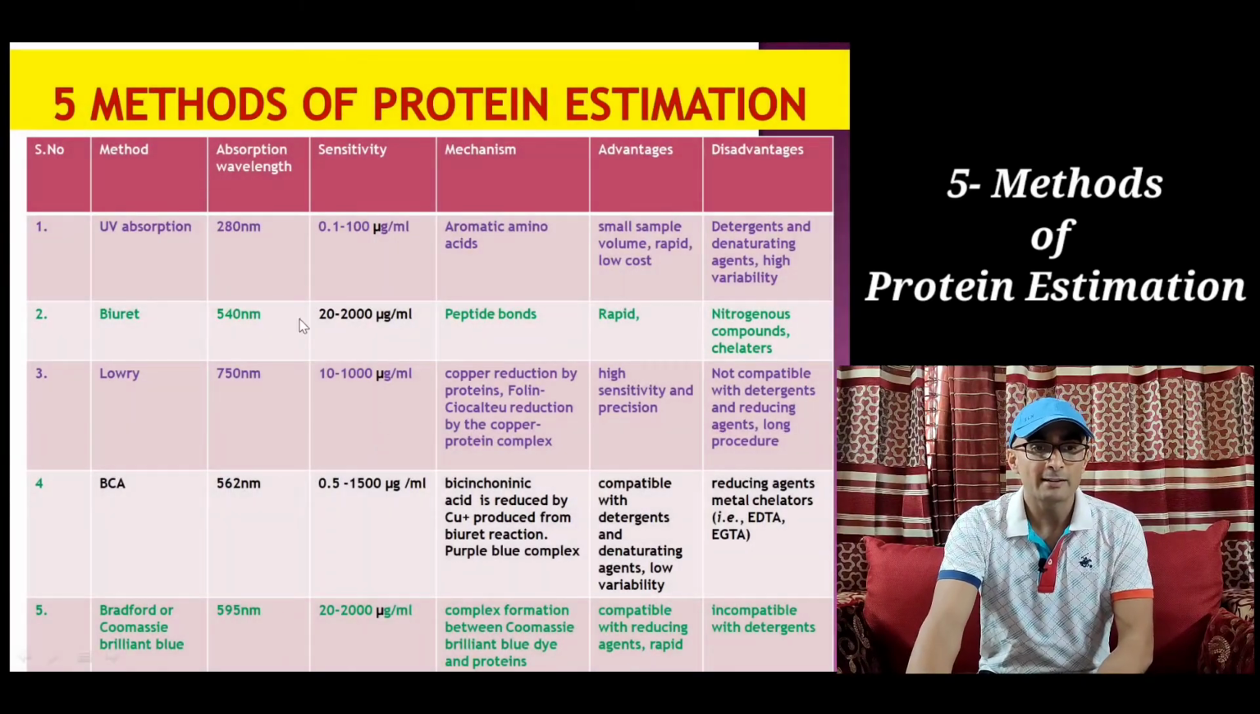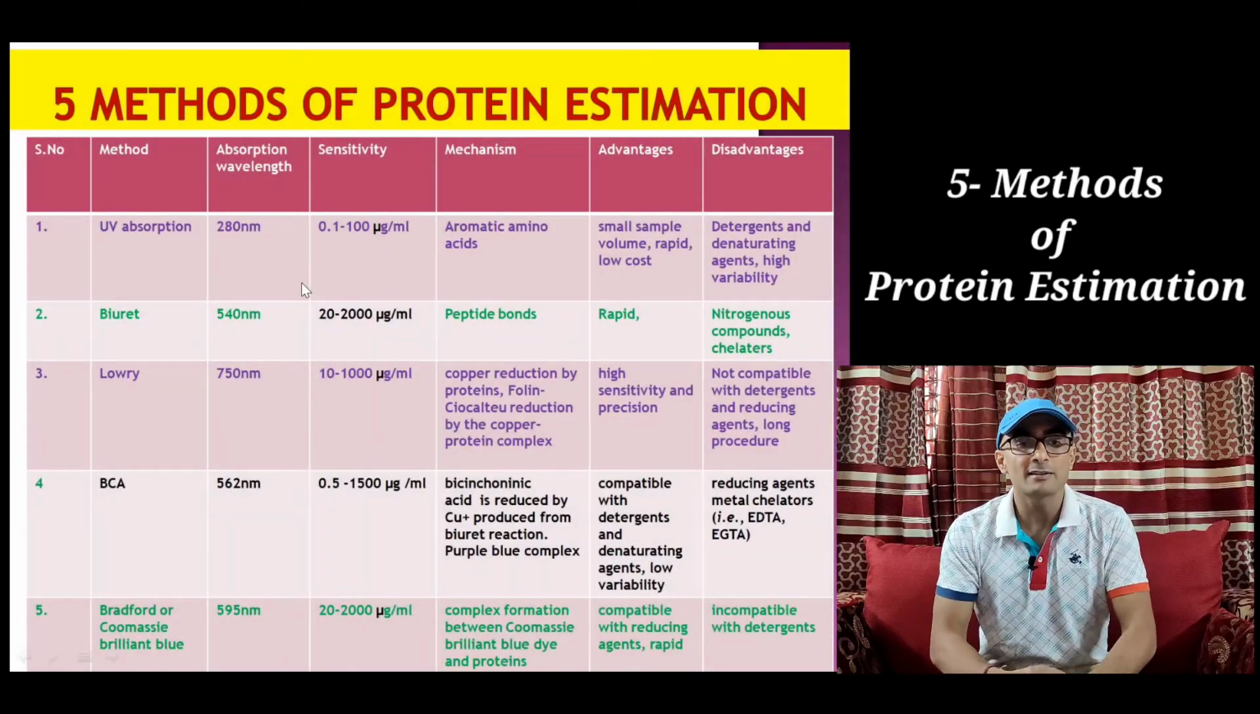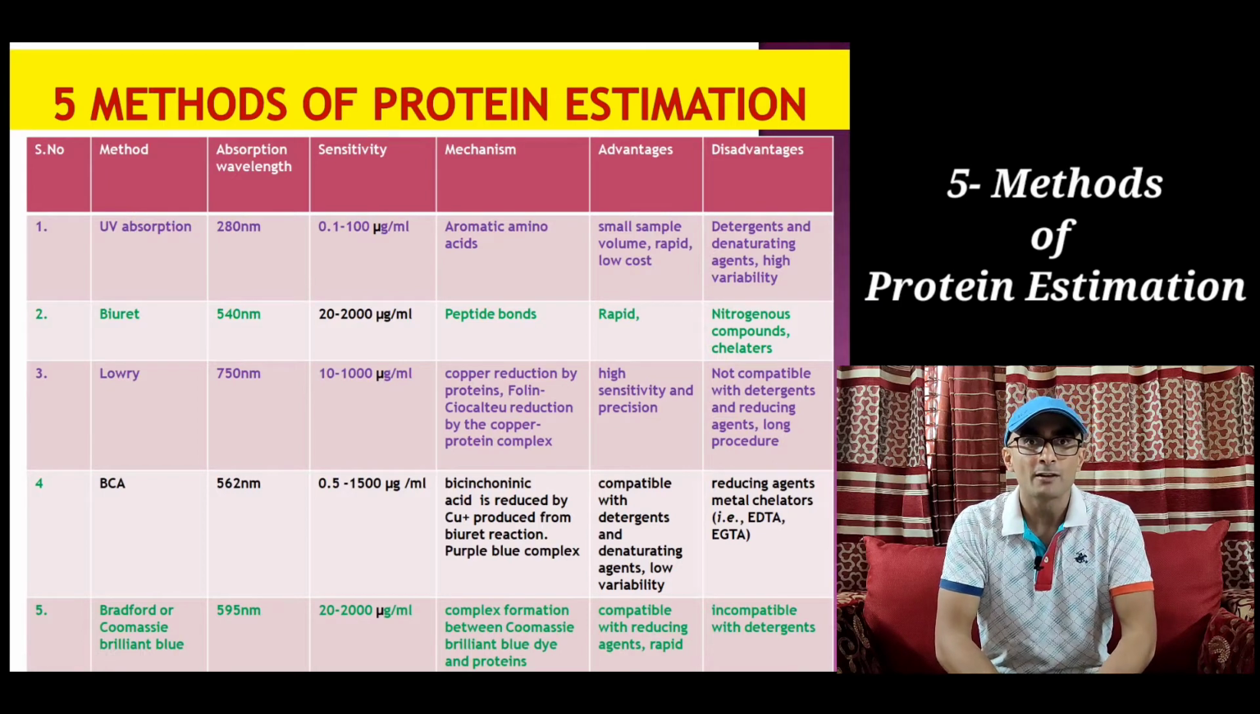So these 5 methods are, the first method is the UV absorption method, which is based on absorption of 280 nanometer wavelength radiation by proteins. Proteins have aromatic amino acids, mainly tryptophan and tyrosine, and to a lesser extent cysteine, and they absorb UV radiation at 280 nanometer. The sensitivity of this method is 0.1 to 100 microgram per ml.